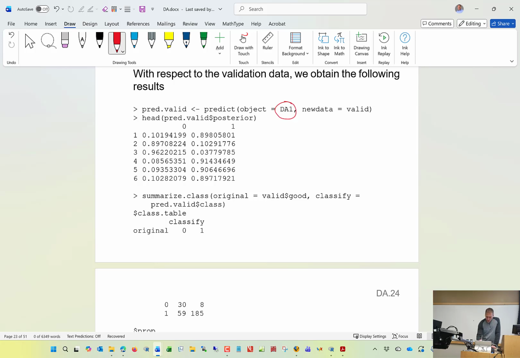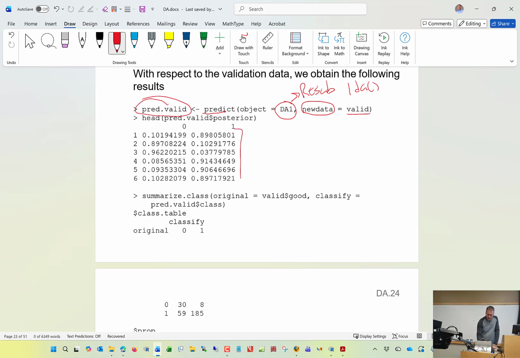So this DA1 was what we produced last time. This was from using resubstitution with the LDA function. You can go back and review that on your own. I can then use the predict function with the results from resubstitution, but for new data, I put in this data set that is called valid. If you look at my program, there's a data set called valid, or validation data set. I put the results into pred.valid.